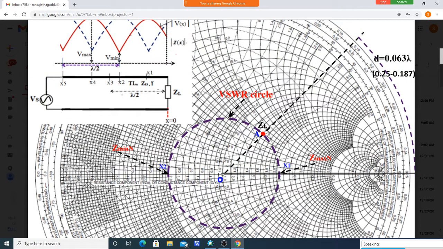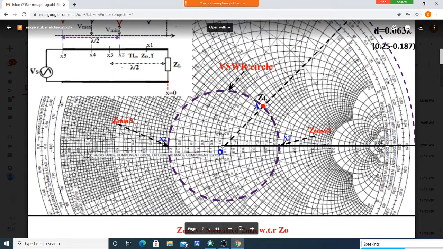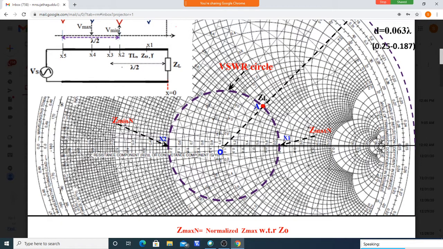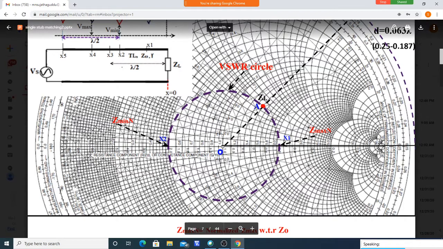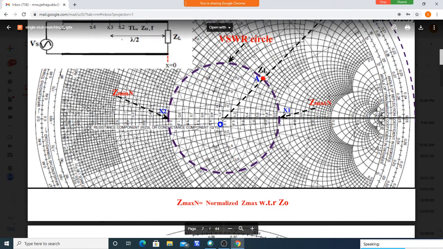So we now know how to measure the distance of maxima and the distance of minima. You can find those, and the maximum impedance you can read from here, the minimum impedance from here. Next is the reflection coefficient. I already told in the previous class how to get the reflection coefficient. Is it audible?